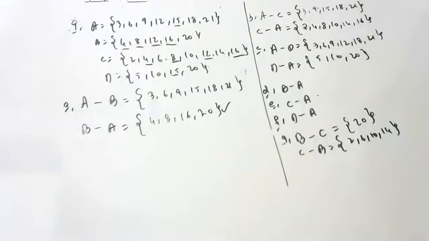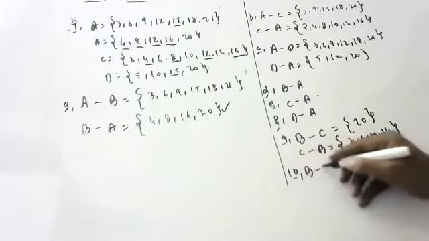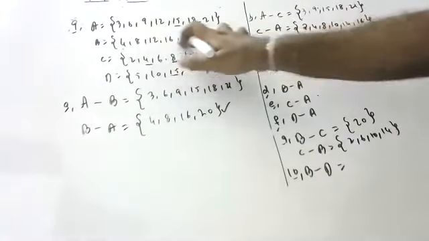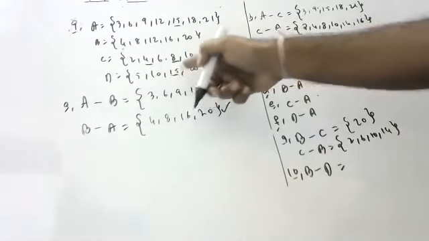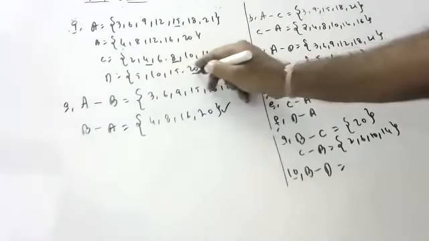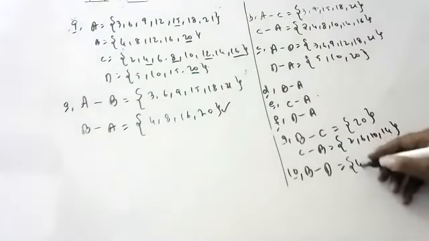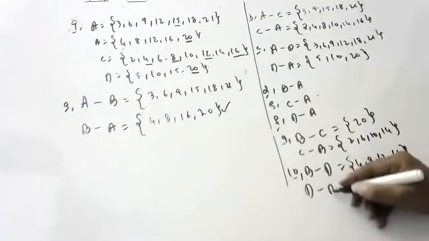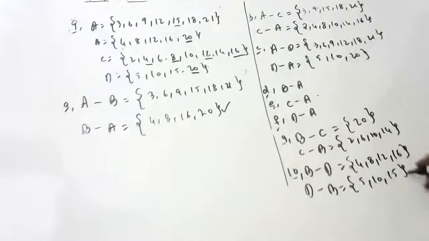Children, B minus D is asked next. What are the common elements in this and this? Only 20 is common. Tell me B minus D, anyone? 4, 8, 12, 16. Now what is D minus B, children? 5, 10, 15. Very good.